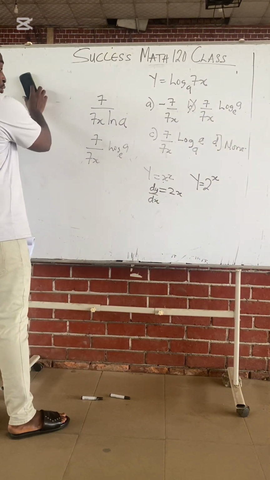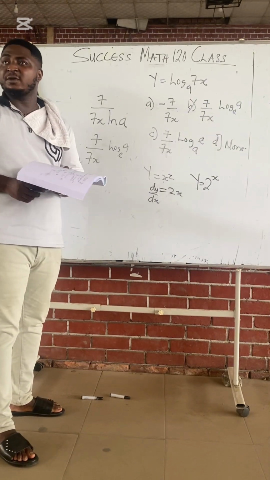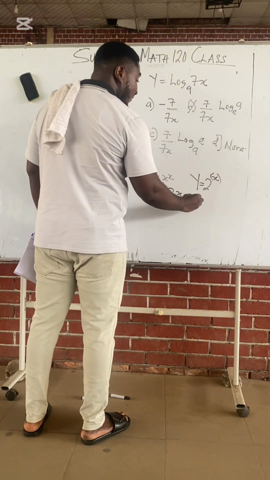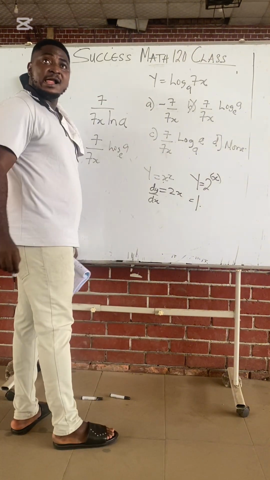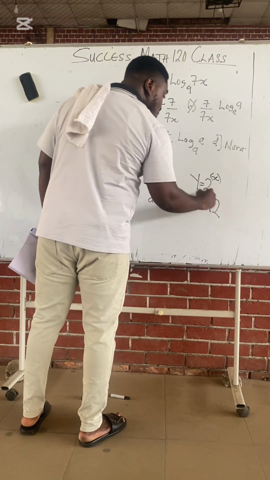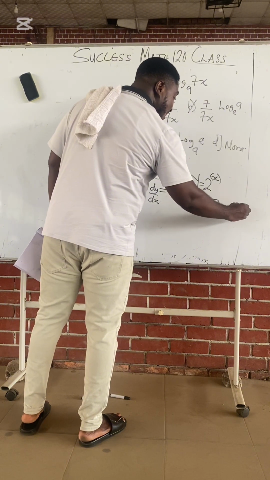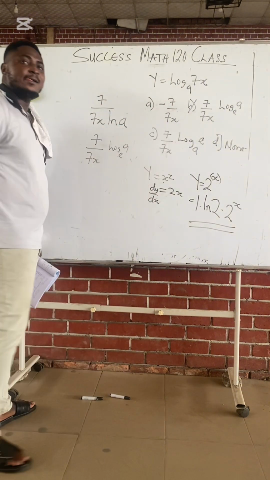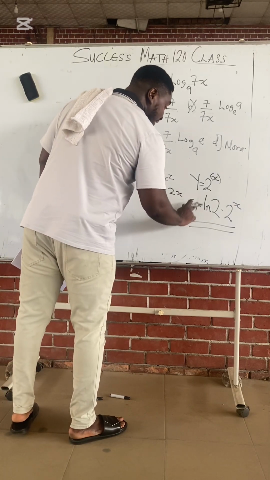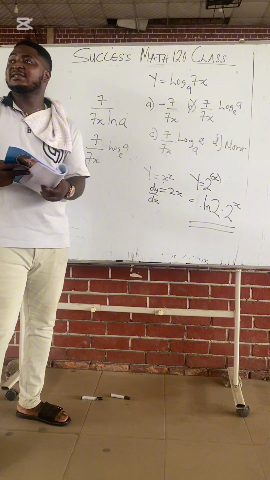Class, there's a rule. Follow me. First of all, differentiate this power x. What do you have? 1. Now, ln 2, the base. Then repeat your 2 raised to x. 1 times ln 2 is what? ln 2. So our final answer is ln 2 times 2 raised to power x.